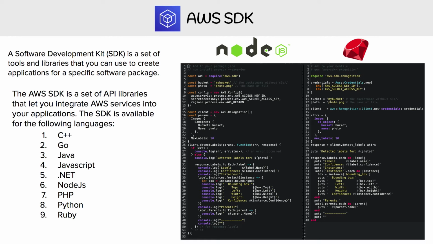And the SDK is available for the following languages. We have C++, Go, Java, JavaScript, .NET, Node.js, PHP, Python, and Ruby.